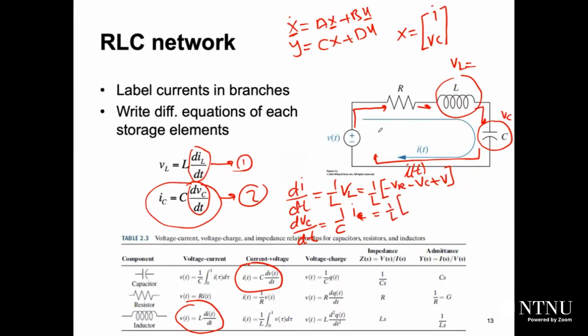So it will be 1 divided by L multiplied by, what is VR? In fact, it's I times R. So it will be minus R times I. Minus VC, we will keep VC as it is because VC is one of my states, plus V. So it will be like this. And of course, the second equation is dVC by dt equals 1 divided by C multiplied by I. We will keep it as it is because I is a state.